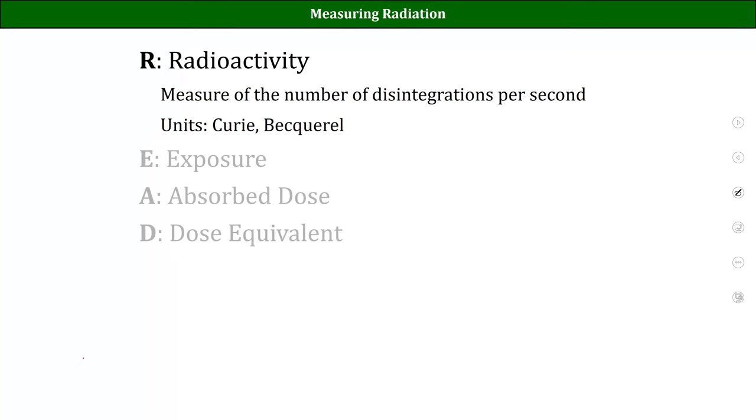Like I said, radioactivity is literally just measuring disintegrations per second. And that's what a Geiger counter is really registering, right? The clicks on a Geiger counter, it's registering how many disintegrations are happening. It's how many particles are hitting the detector, but you can work backwards from that to figure out, okay, based on the size of the material, how many disintegrations are happening per second.